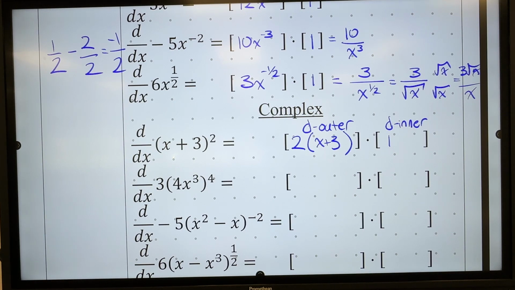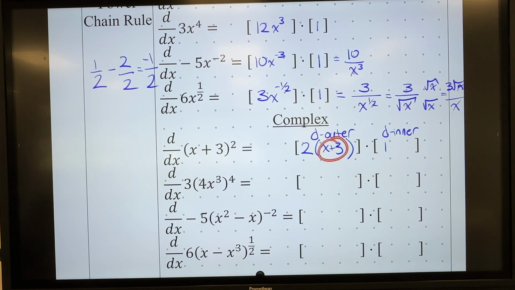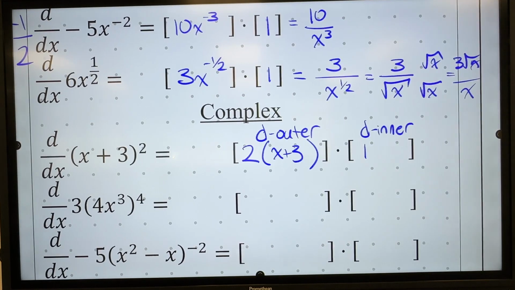And I know I lied a little bit. Mr. Sindel, you said that when it's simple, it means the dinner is always 1. I meant that the inner is a little bit more complex, I guess. So the dinner happened to be 1 in this one case because this was a simple inner. So I would multiply the 2, and do I have enough room off to the side? And I can say that my final answer here is 2x plus 6. Done and done. I can distribute the 2 into the x and the 3.